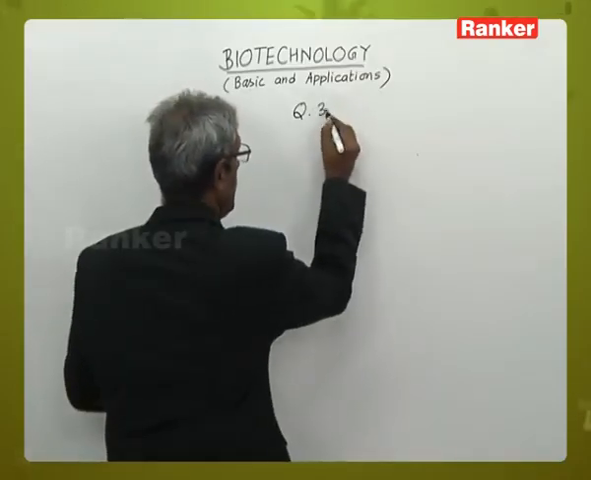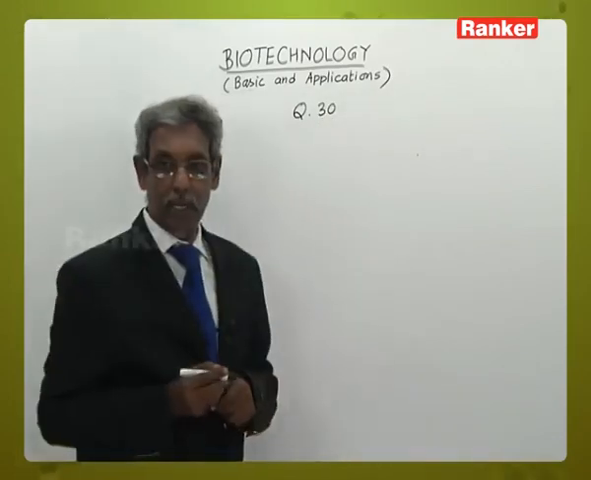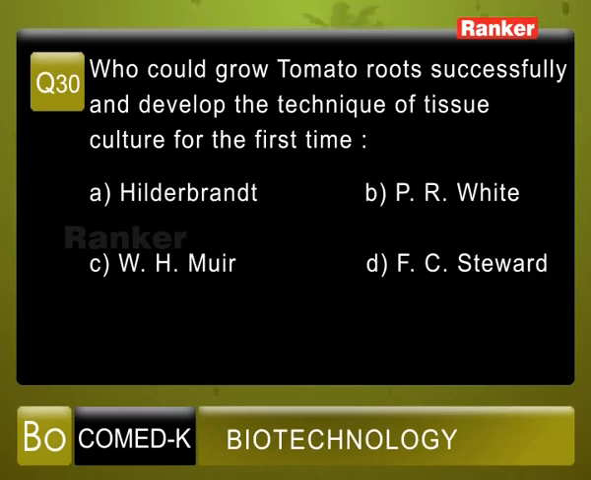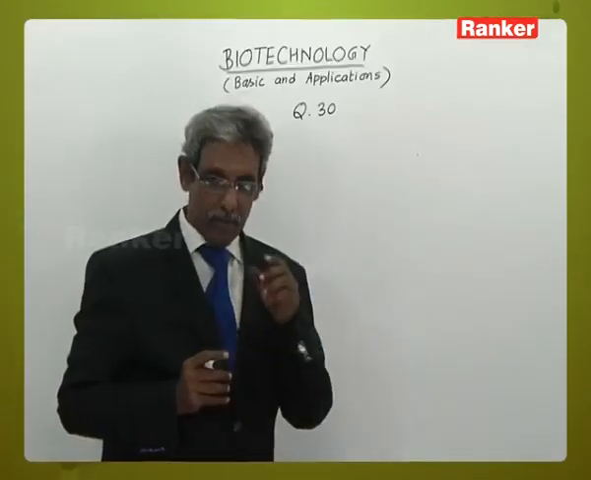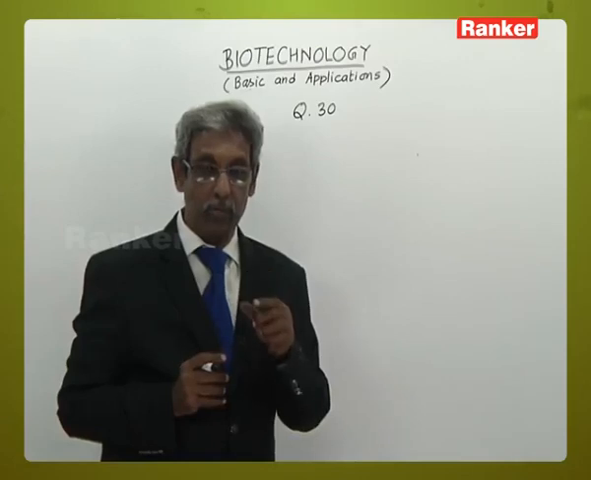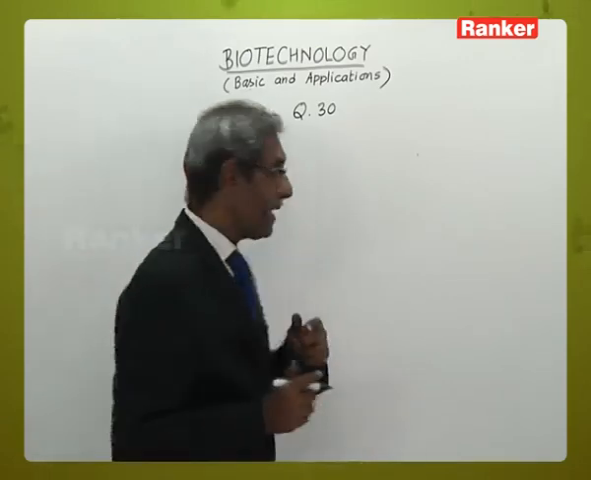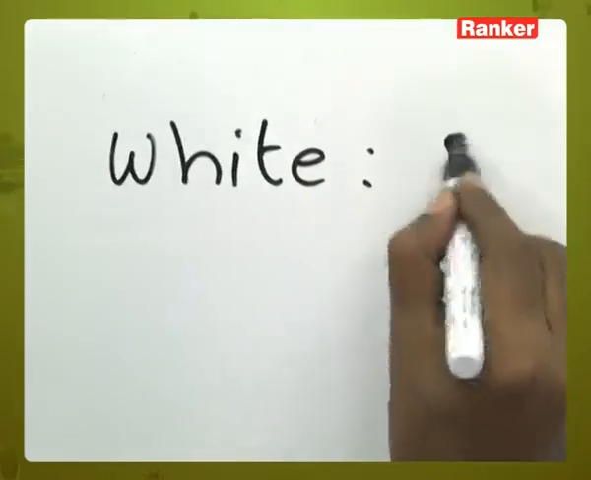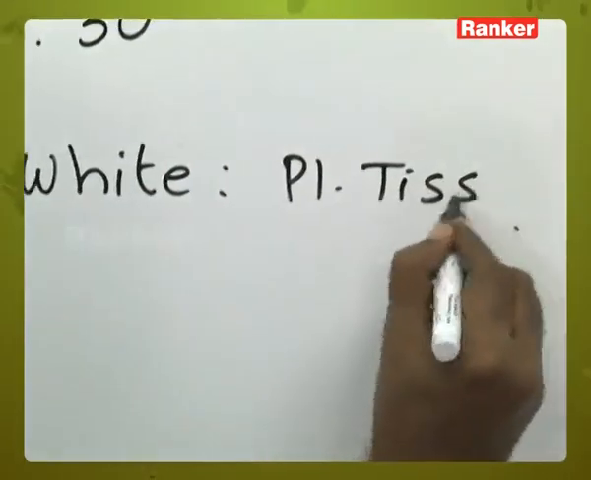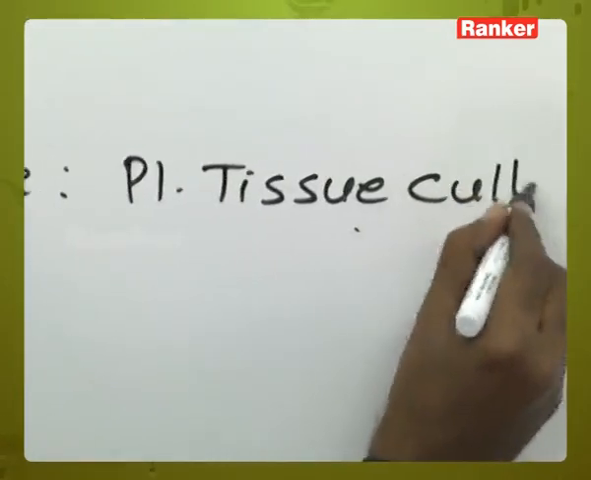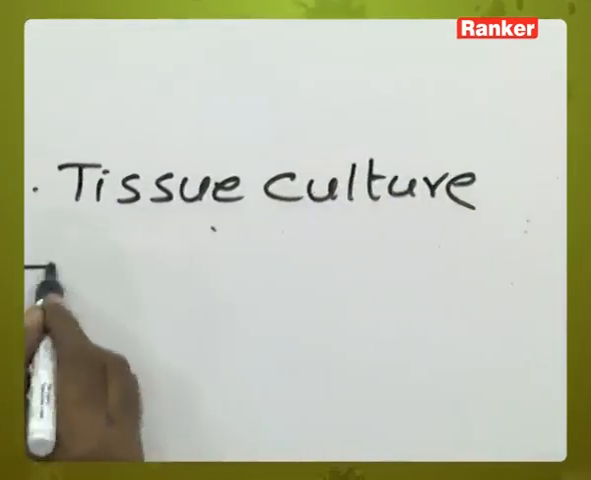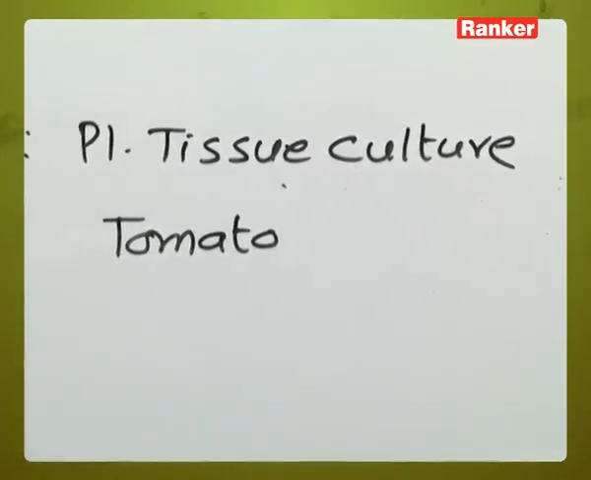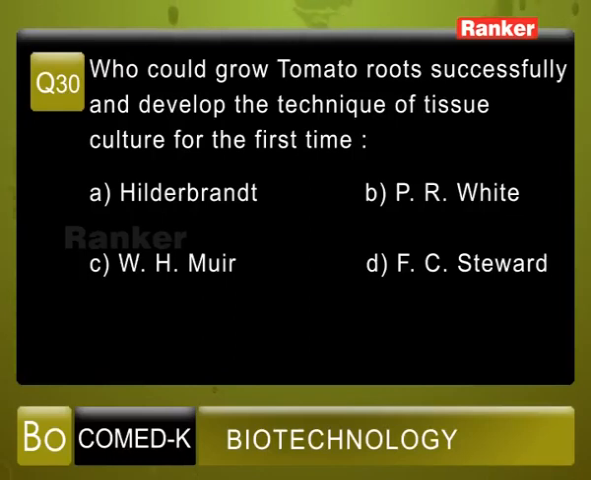We are going on to question number 30. Question number 30 relates to tissue culture. Who could grow tomato roots successfully and develop the technique of tissue culture for the first time? So for the first time, tissue culture with relation to roots in tomato has been studied by White. White is related to plant tissue culture, more so with relation to tomatoes. And the answer is B.